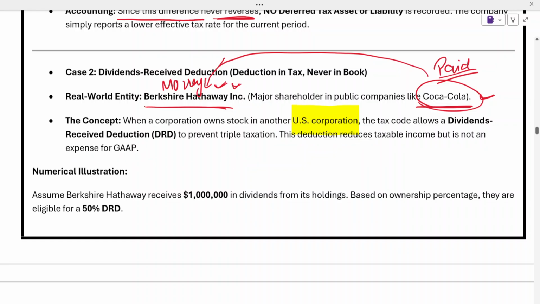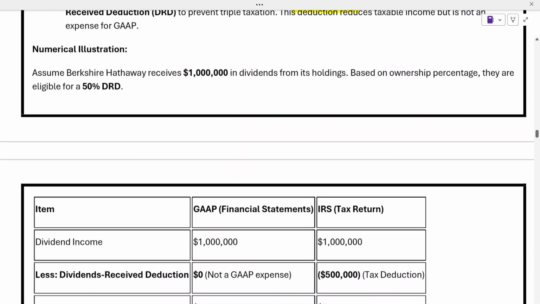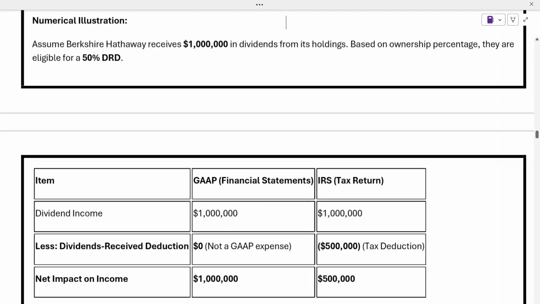So basically, in GAAP, the treatment will be different. So let's see that through an example. Berkshire Hathaway receives $1 million in dividend from holdings. Now, based on ownership percentage, they are eligible for 50% DRD.